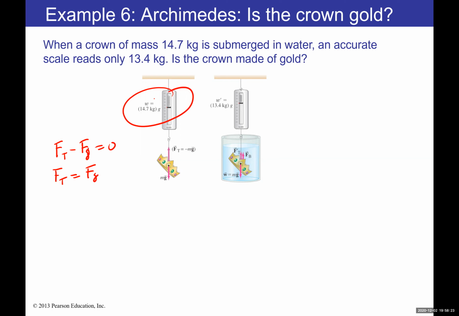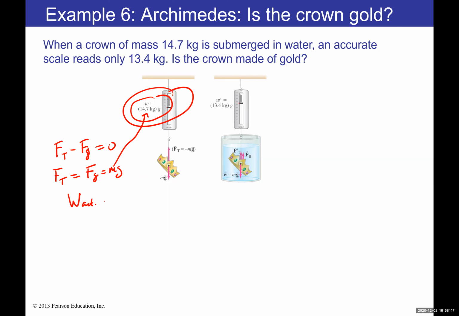That means if this is measuring in terms of the value, it's basically the mass times g. The mass is 14.7 kilograms, which means it measures the actual mass of the crown. So this is known as the actual mass or actual weight.